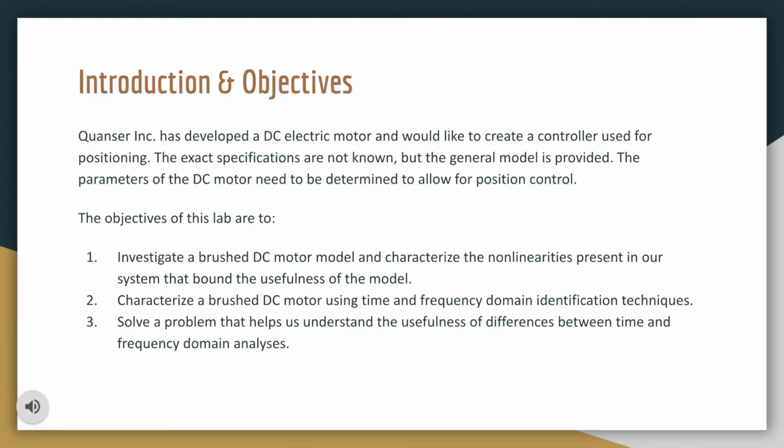The objective of this lab is to create a controller for a hypothetical DC electric motor. To do this, we investigate a brushed DC motor model and look at the nonlinearities in the system. We use time and frequency domain identification techniques to characterize a brushed DC motor, and we solve a problem to get a better understanding of time and frequency domain analyses.